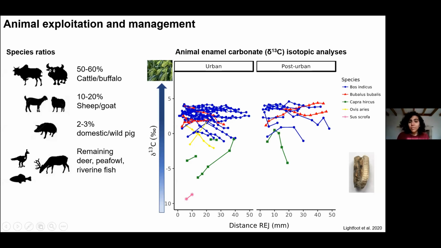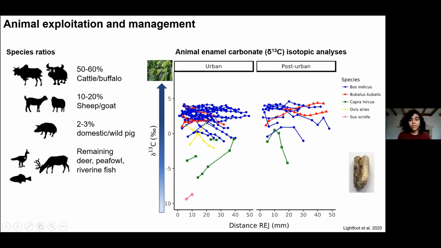Another aspect that's really interesting and that we know now is through enamel carbonate isotopic analyses. So this plot here, this work was done by Lightfoot et al., published recently, shows you that cattle and buffalo were consuming a high amount of C4 plants throughout their lifetimes, compared to sheep and goat, which had a more varied diet. And we have only one example of a pig that seems to be eating a C3 diet.